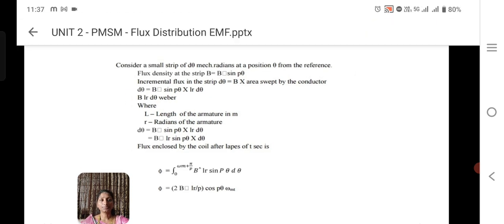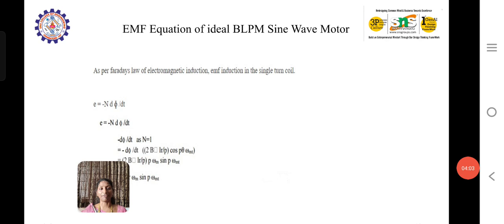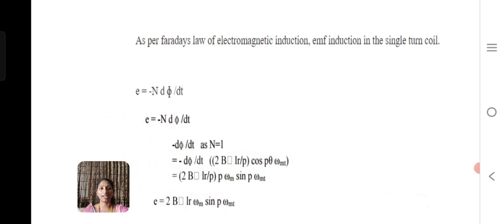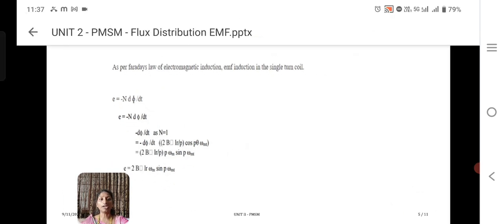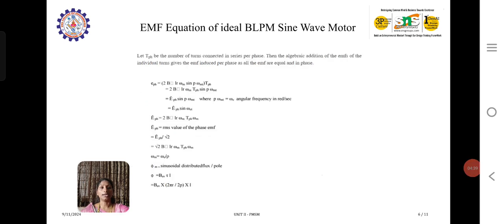Coming to the EMF equation of the ideal permanent magnet sine wave motor, as we all know from Faraday's law of electromagnetic induction, we can write the statement E is equal to minus N d phi by dt, where N is considered as 1. Substituting the value of minus d phi by dt, 2 B max LR omega m sin P omega m t will be the EMF equation for the sine wave motor for an ideal motor.